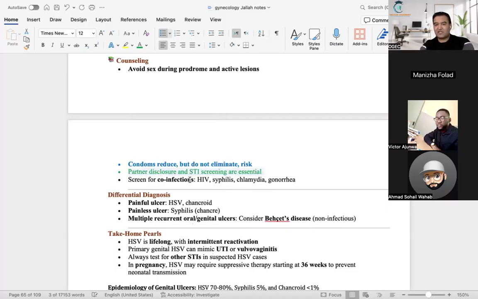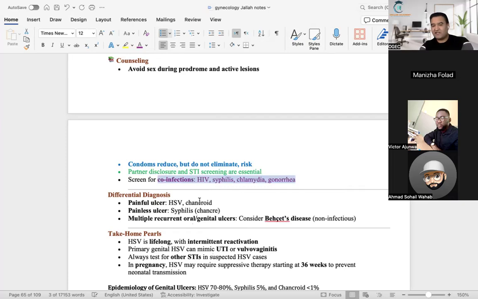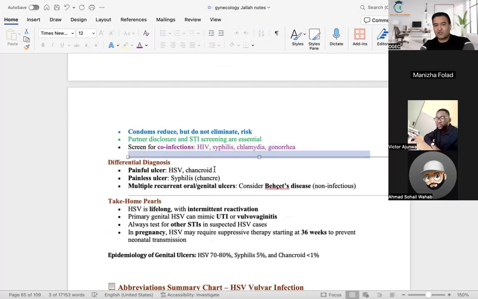So once the patient is positive for herpes simplex, they have to be tested for coexisting infection of other sexually transmitted infections, especially the virus, HIV, and also chlamydia, which is bacterial, gonorrhea, and syphilis. Differential diagnosis: painful ulcer, chancroid; painless ulcer, syphilis chancre; multiple recurrent oral or genital ulcers, consider Behcet disease, which is a non-infectious disease.